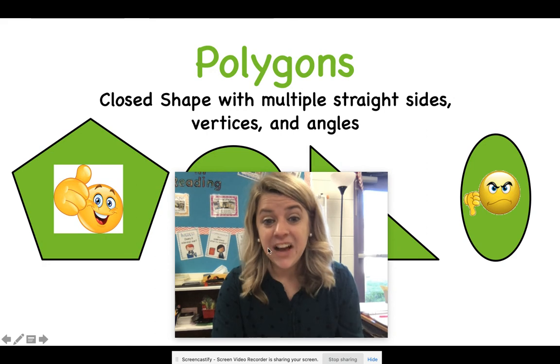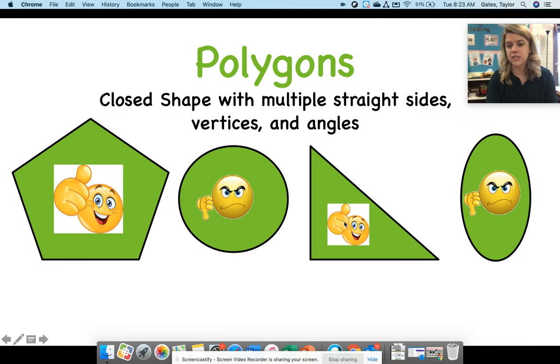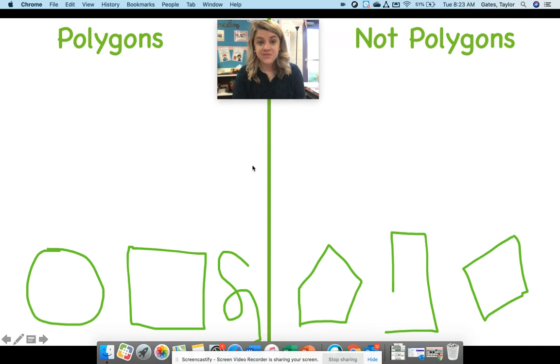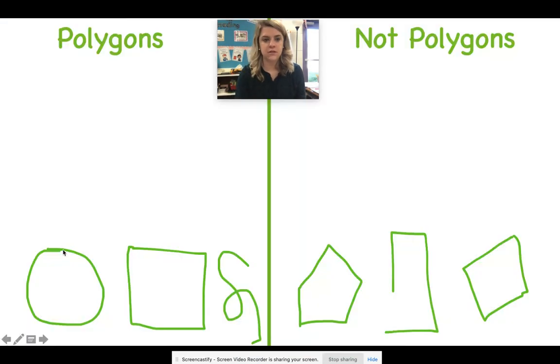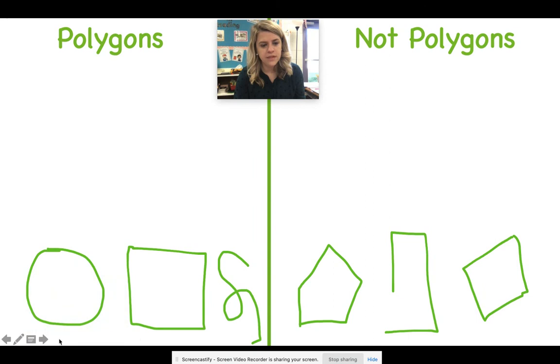Now that you have the definition of a polygon written down, we are going to do a little bit of a sort. We want to look at what is a polygon and what is not a polygon. Remember, a polygon is a shape with multiple straight sides, angles, and vertices. So let's look at our first shape. I thought I was going to be able to move them, but I'm not.